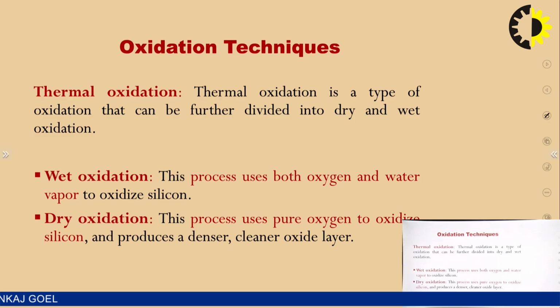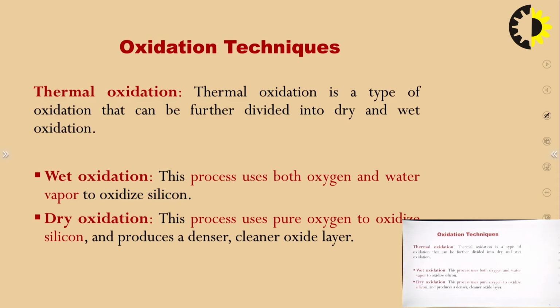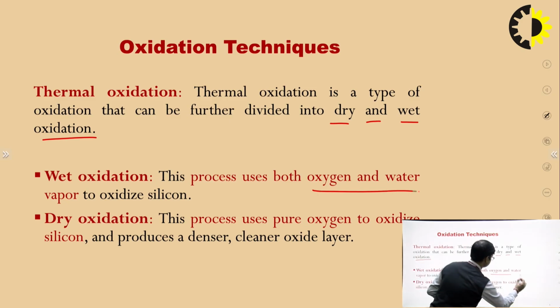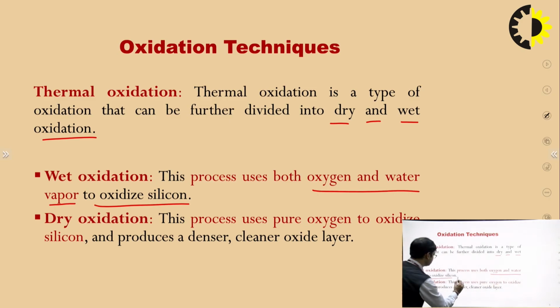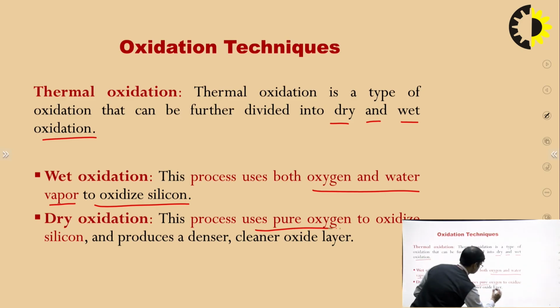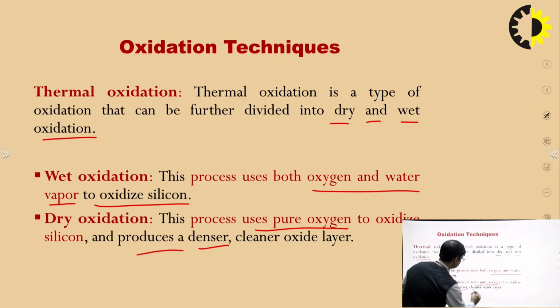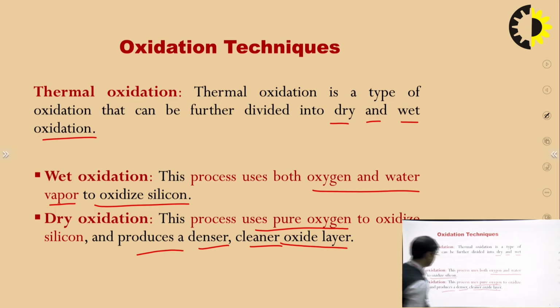Now, the thermal oxidation technique can be further divided into broadly two types: dry and wet oxidation. In wet oxidation, we use oxygen as well as water vapor to oxidize the silicon, and in dry oxidation, we only use oxygen, that is, we do not use water vapor. And the advantage of dry oxidation is it produces a denser, cleaner oxide layer.